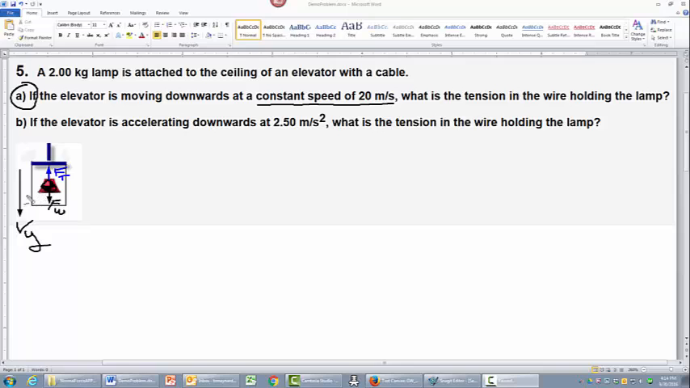To solve the problem, we need to identify the forces on the lamp and use Newton's laws to solve for the tension. There are two forces on the lamp. One is a contact force by the rope, or the tension force, which acts upwards on the lamp. The other is the field force, which is the gravitational force exerted by the earth from the center of the earth on the lamp with no contact.